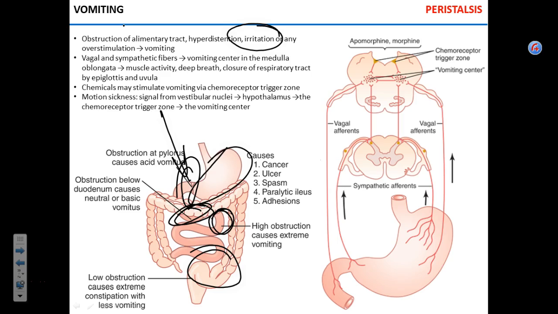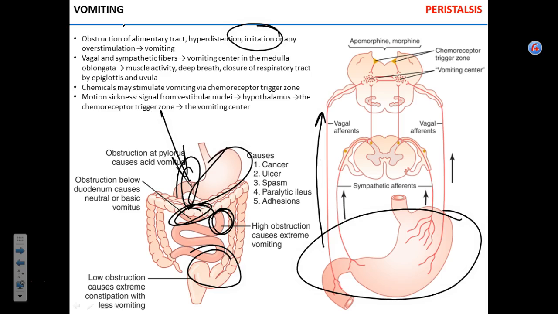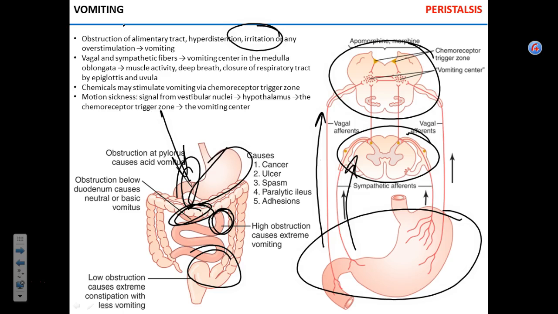Now, the reflex is fairly straightforward. You've got the stomach and you've got afferent fibers. Sympathetic fibers get it to the spinal cord, vagal fibers to the medulla oblongata. In the medulla, some chemicals are produced. These chemicals act on the efferent fibers and stimulate reverse peristalsis. Does that make sense? Essentially, vomiting is reverse peristalsis.